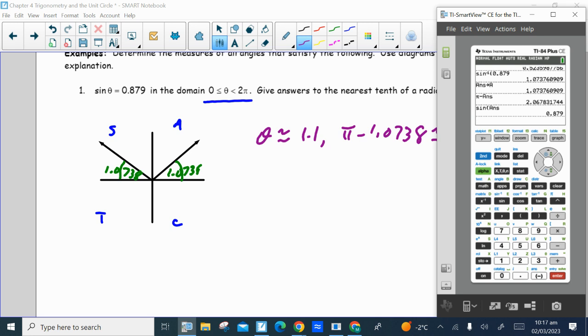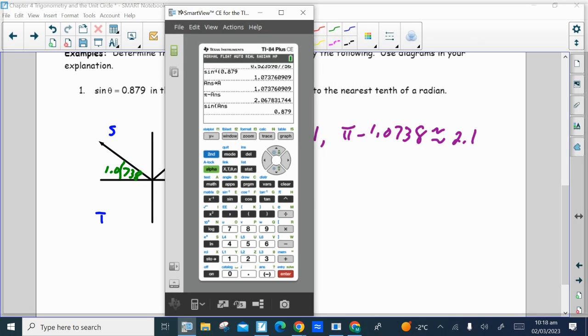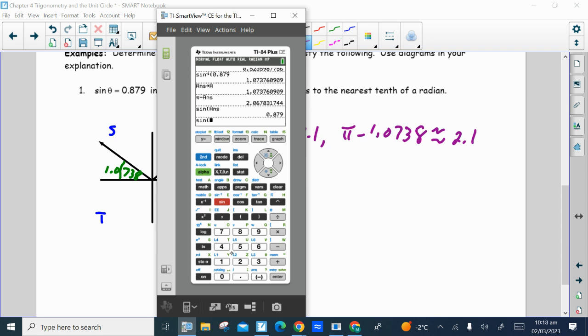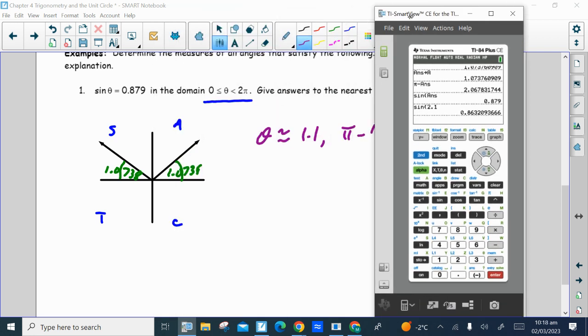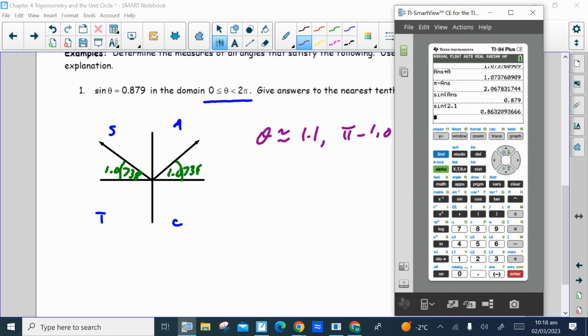You see, if you just use the decimal approximation and did sine of 2.1, it's not going to equal 0.879 because you're using a rounded value. Same thing for checking the first angle that we got, which is 1.1. If we just did the sine of 1.1, it will not give you 0.879. You'd have to use the sine of the entire number, which we put in memory slot A. Now you get 0.879.